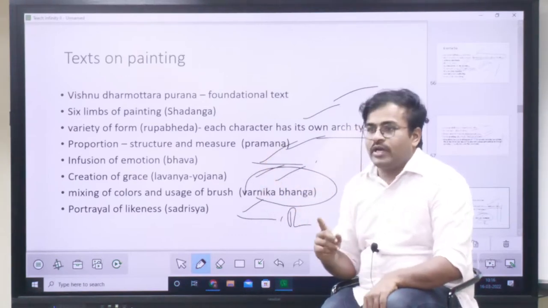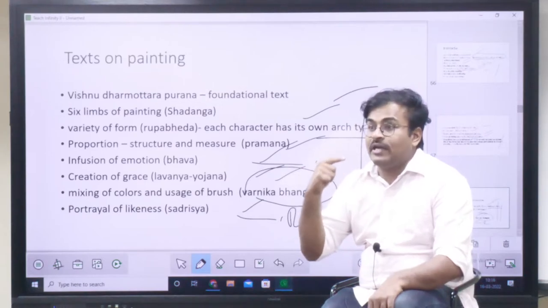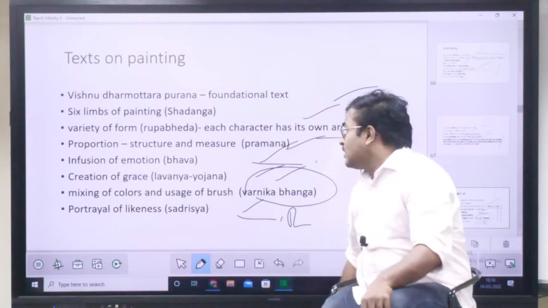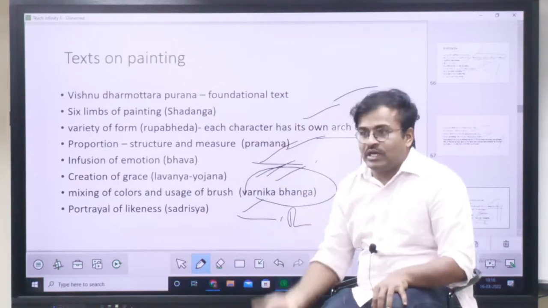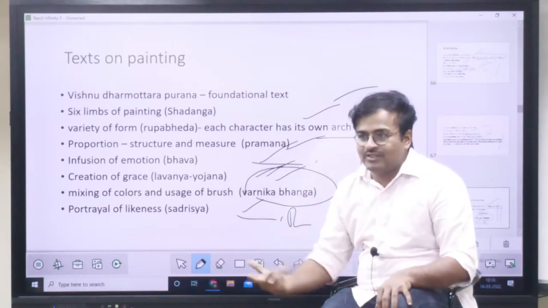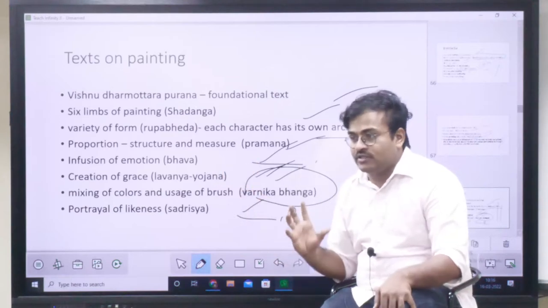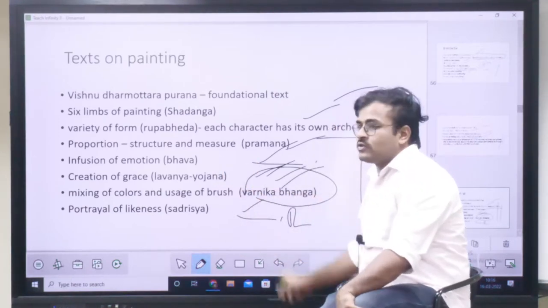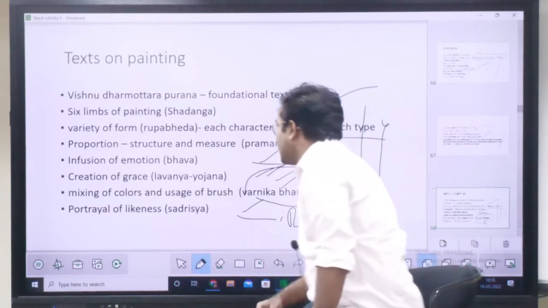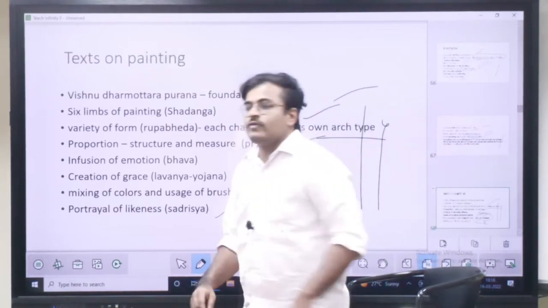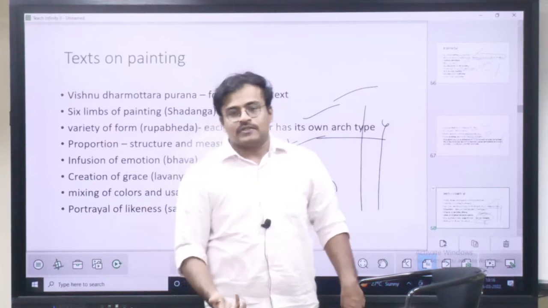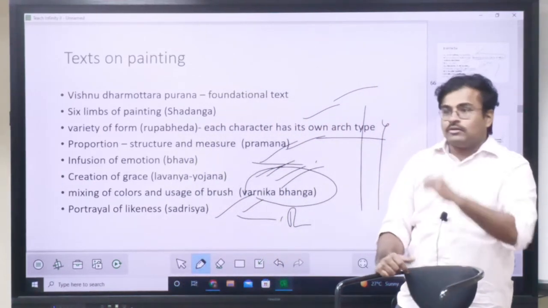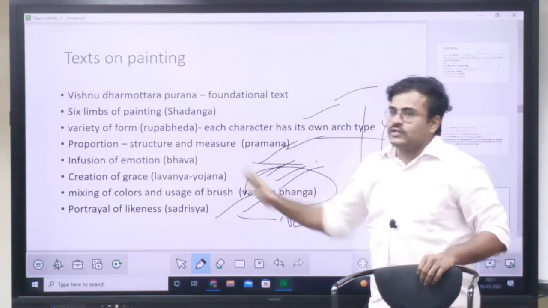Then Bhava. Ajanta paintings were able to replicate very higher forms of consciousness. That is the third one. Fourth one is creation of grace. That is Lavanya Yojana, and most of the paintings have grace to them. You have to give examples for each. Are you getting what I'm trying to say? Then the coloring pattern is known as Varnika Bhanga. And the last one is Sadrishya, which is the likeness to real life images. If all these six are present, then it is known as a model or ideal painting. And Ajanta painting fulfills all six.